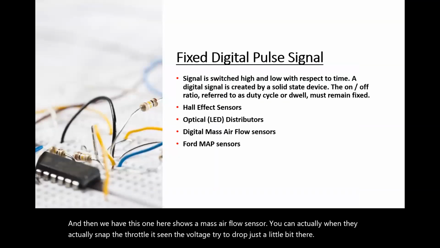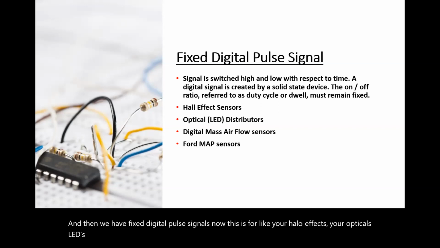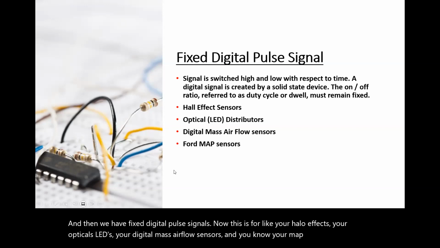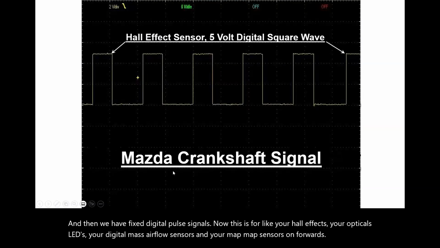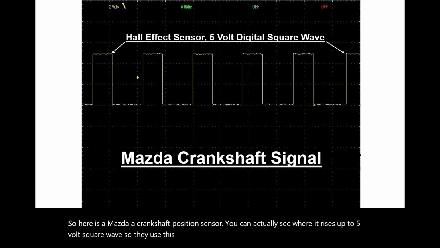And then we have fixed digital pulse signals. This is for like your Hall effects, your opticals, LEDs, your digital mass airflow sensors, and your MAP sensors on Fords. So here is a Mazda crankshaft position sensor. You can actually see where it rises up to 5 volts square wave. So they use this 5 volts square wave.